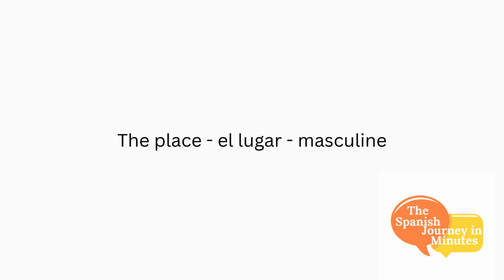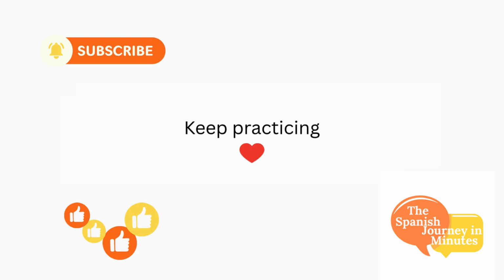And another exception is the word place. Place in Spanish is lugar. So if you check the last vowel, it is the letter A, so it should be feminine, but it is masculine. So the place is el lugar. El lugar. So this is the end of lesson 1.